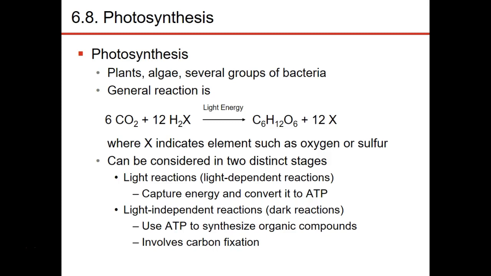There are two basic reactions that are going to occur. We're going to have light reactions where we're capturing energy and producing a form of energy that our cells can use, ATP. And then we have the light independent or dark reactions where we take the energy as well as the molecules that we've produced in the light dependent reactions, and we produce our carbohydrate.